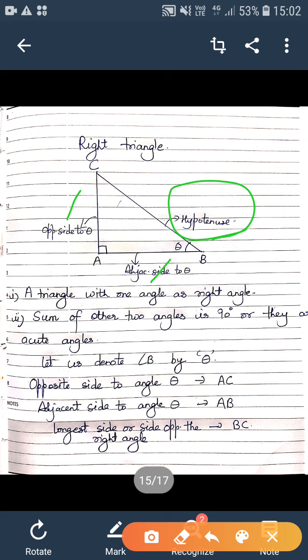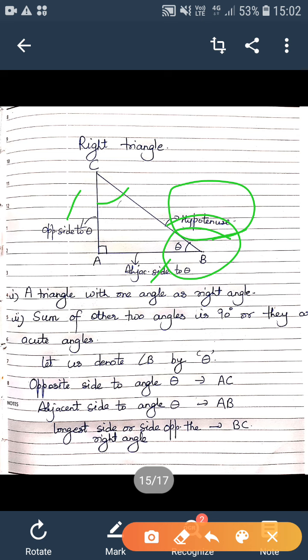Now, if one angle is 90 degrees, then by the angle sum property, the remaining two angles sum to 90 degrees. That means angle B plus angle C will be 90 degrees. So we can say that they are acute angles, less than 90 degrees, and let us denote angle B by theta. So this is our symbol for the angle.